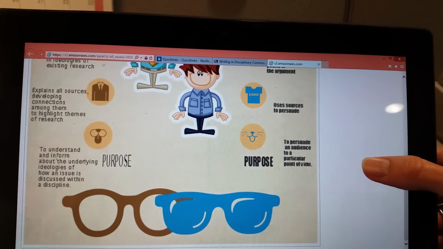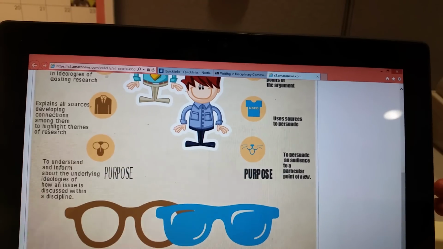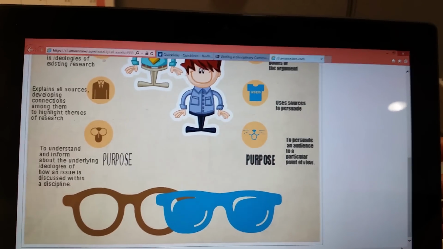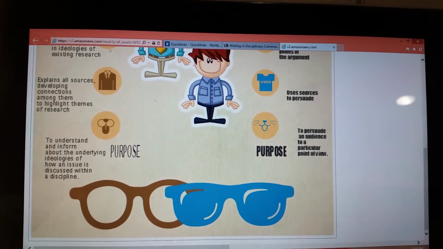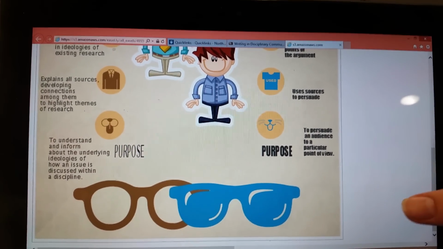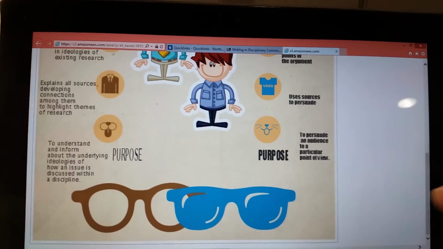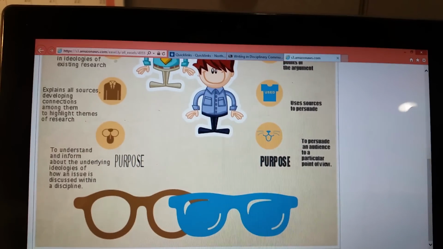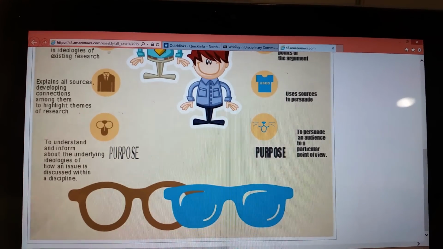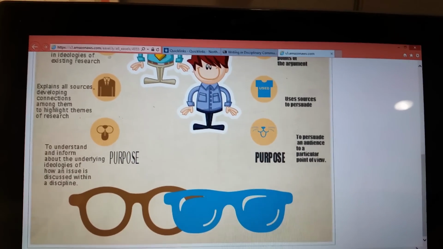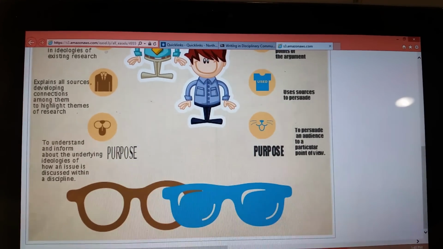A research paper uses sources to persuade, like I mentioned, to support or in opposition. Instead, a deliberative paper explains all of the sources, developing connections among them to highlight themes of research. Finally, the purpose of a research paper is to persuade an audience of a particular point of view. The purpose of a deliberative paper, however, is to understand and inform about the underlying ideologies of how an issue is discussed within a discipline.